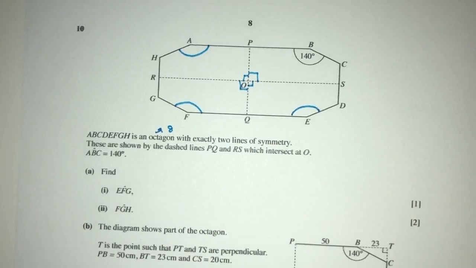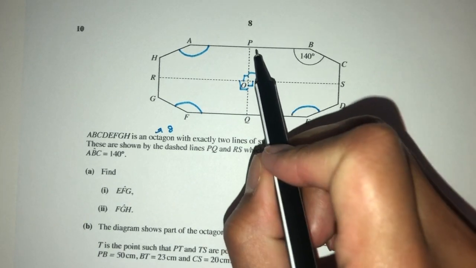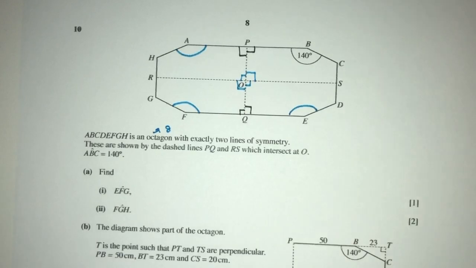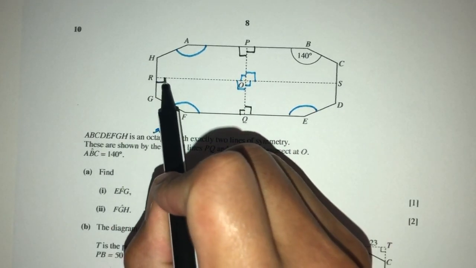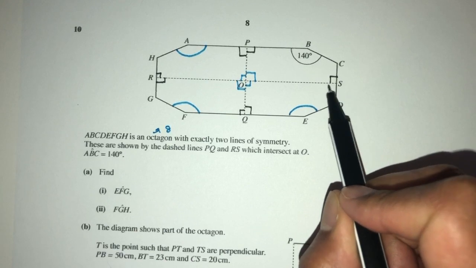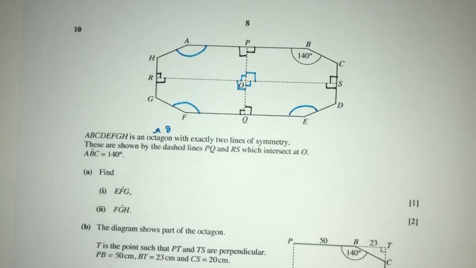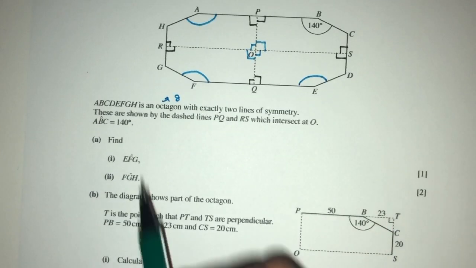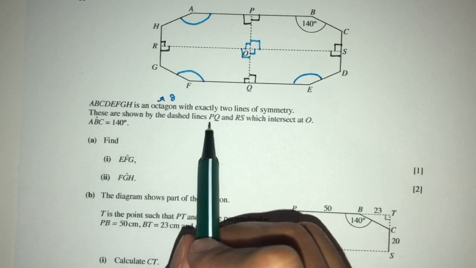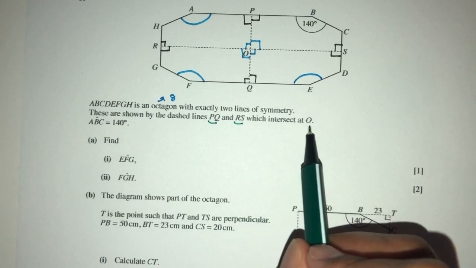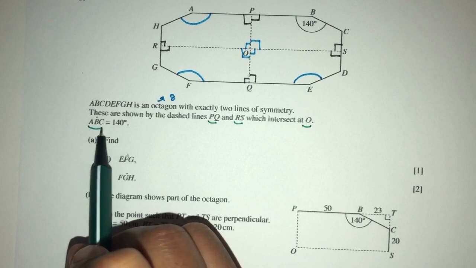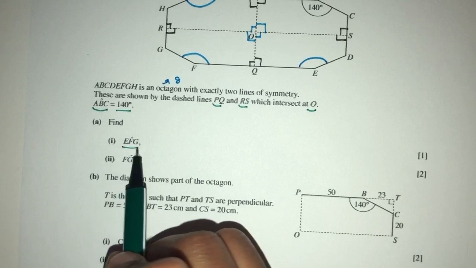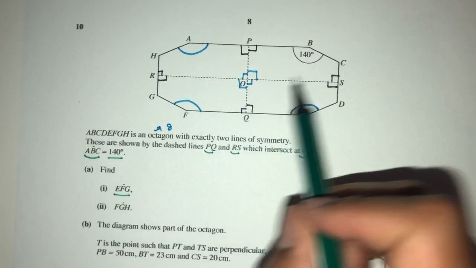Okay, that's the first thing we can actually derive from this question. So this is 90 as well, 90, 90, and 90. This is also 90 right here. This is 90 as well, and 90. So we almost have everything we need now. Let's move on to the questions. The dashed lines PQ and RS intersect at O, and we all know the angle is 140. Good to know. Now part 1, we have to find the angle EFG. So where's E?